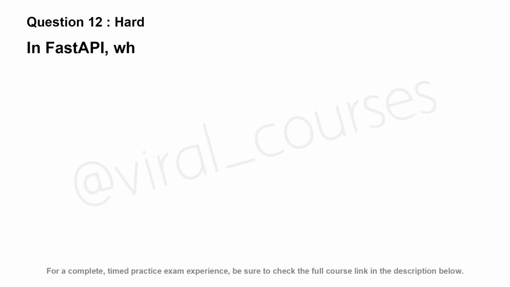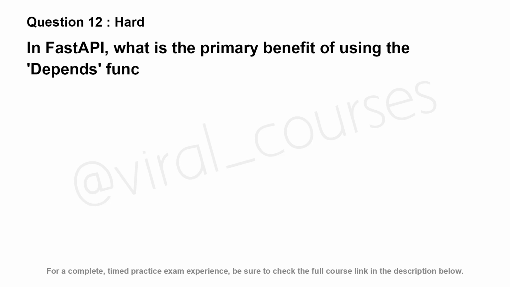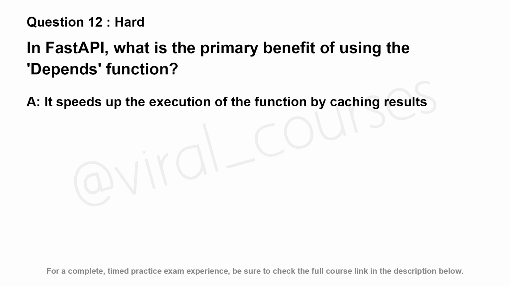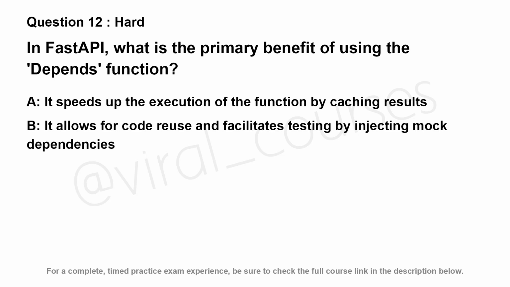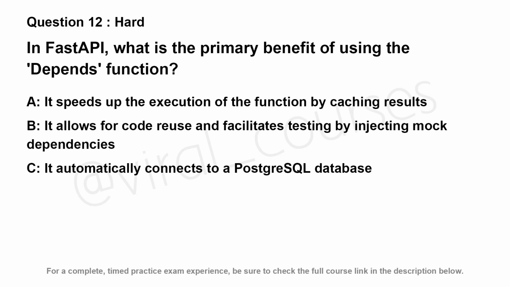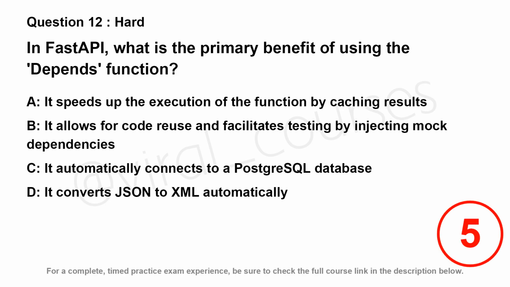In FastAPI, what is the primary benefit of using the Depends function? Option A. It speeds up the execution of the function by caching results. Option B. It allows for code reuse and facilitates testing by injecting mock dependencies. Option C. It automatically connects to a PostgreSQL database. Option D. It converts JSON to XML automatically.